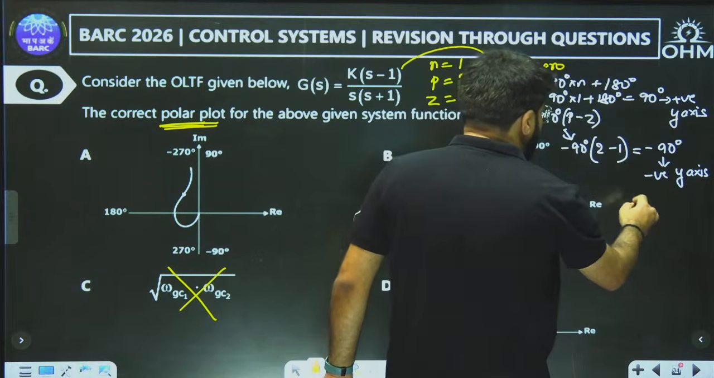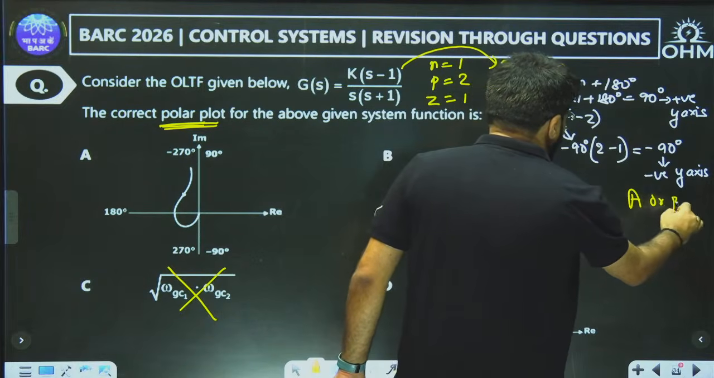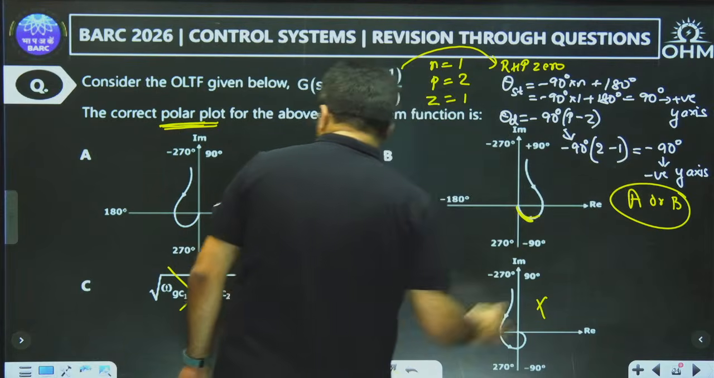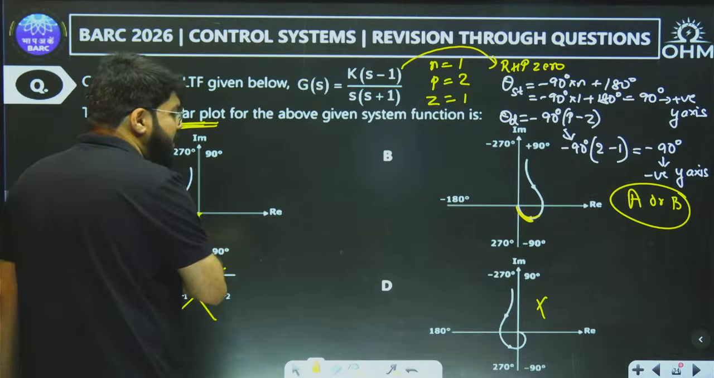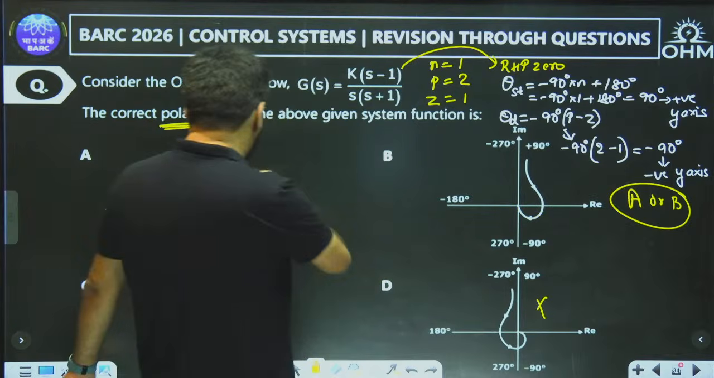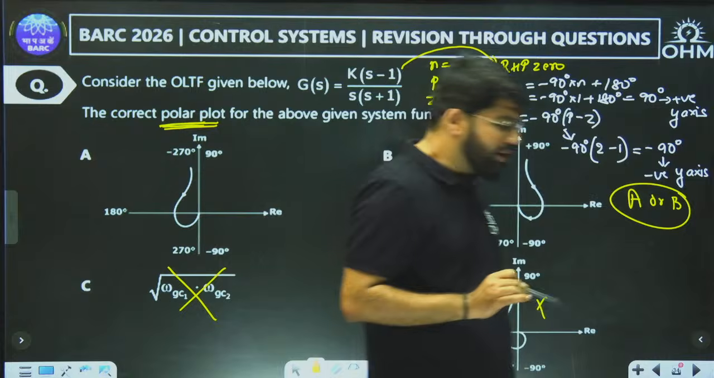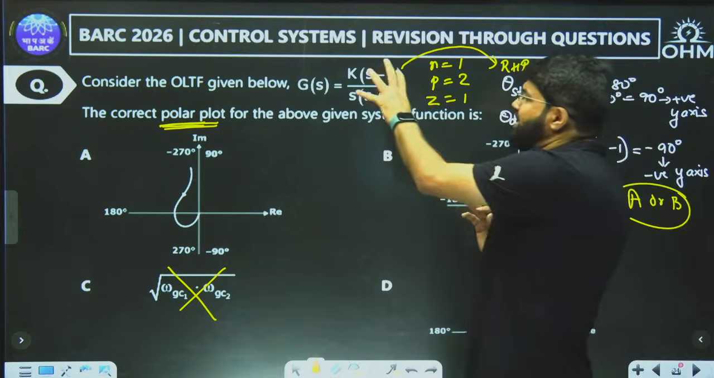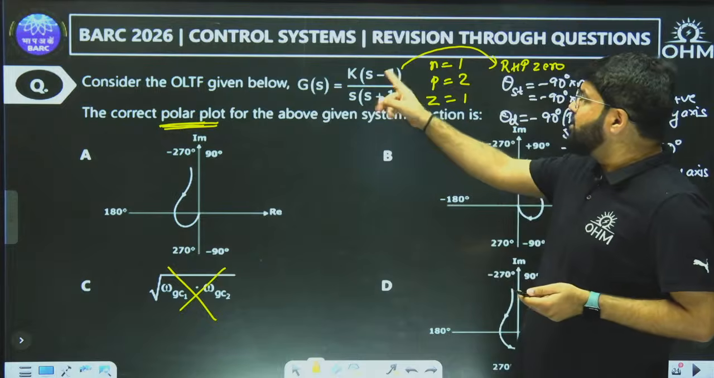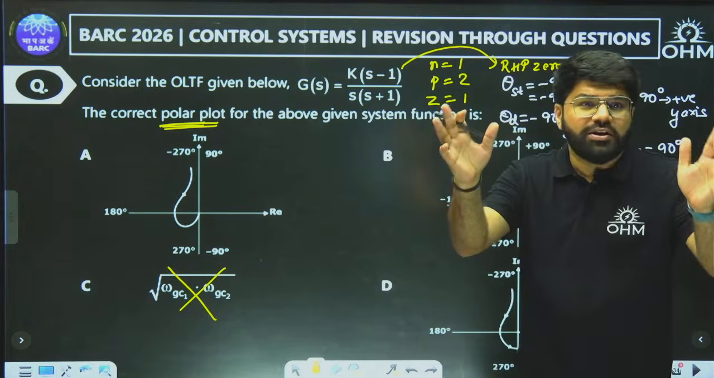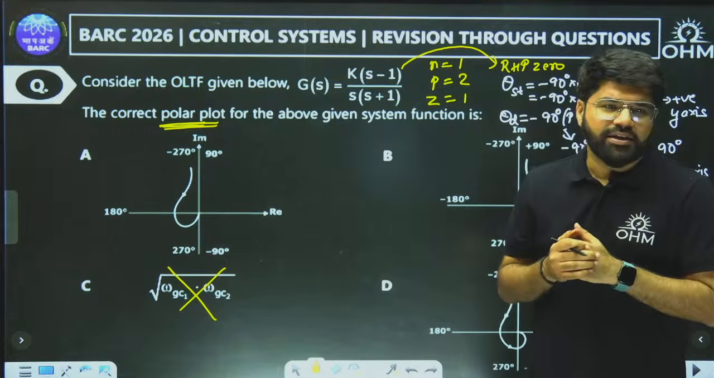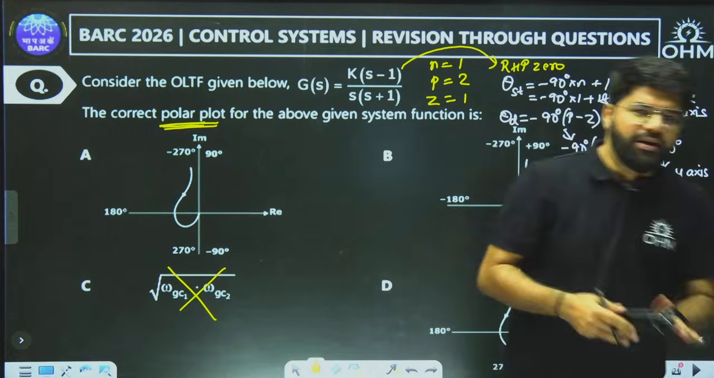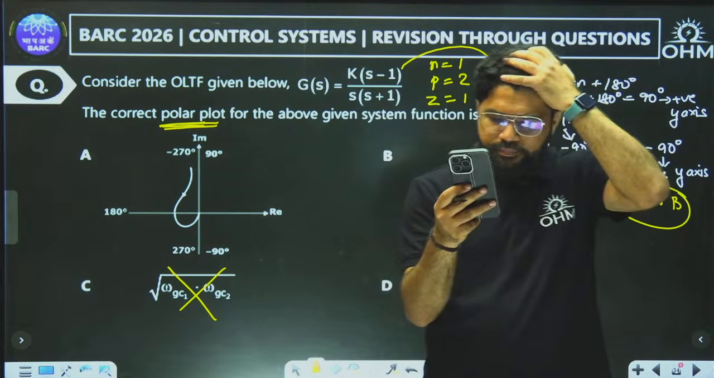So out of these two, what is the option left, A or B? Because in A or B, the diving is along the negative y-axis. But which out of A or B is correct? I mean that quadrant. That also I'll tell you very quickly. Many times, one more method to find the quadrant of the plot is to convert to s equal to j omega, convert to the Cartesian form and then get the answer. But that will be a little time taking. I'll tell you one simple thing here.